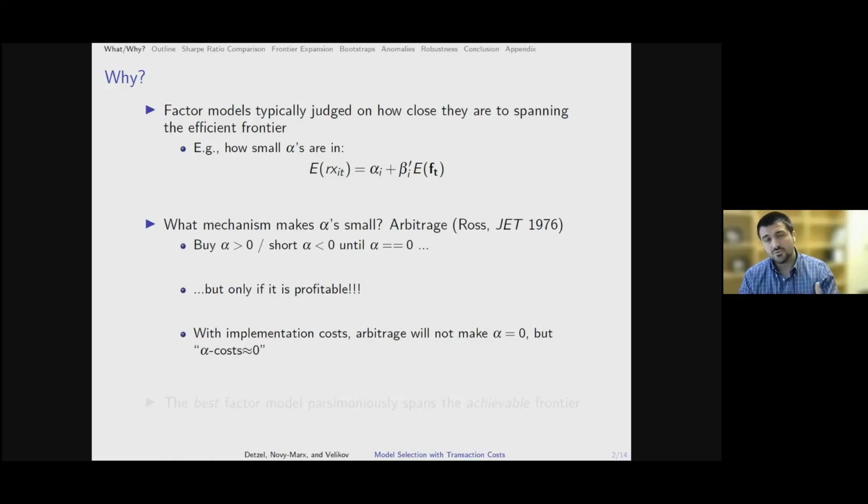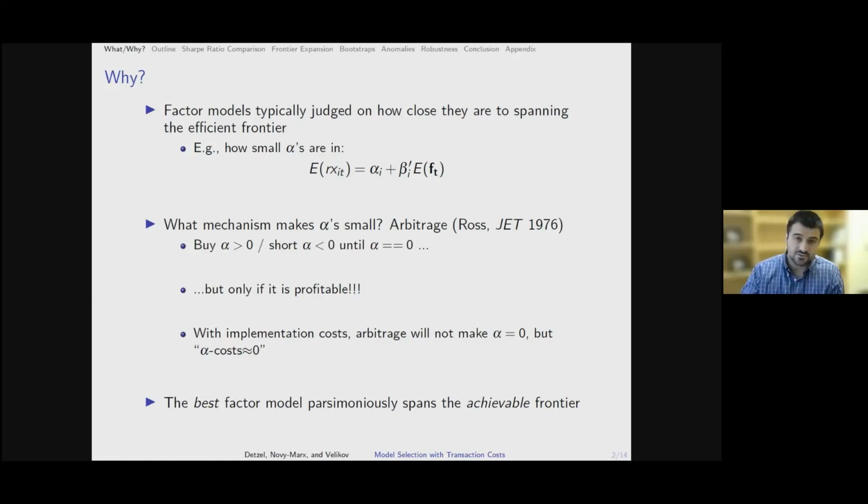And so what we're arguing in this paper is that the best empirical asset pricing factor model, at least in the cross-section of stock returns in our setting, is the one, or should be the one, that parsimoniously spans only the achievable mean variance efficient frontier, as opposed to the frontier that is constructed without any regard for implementation cost.